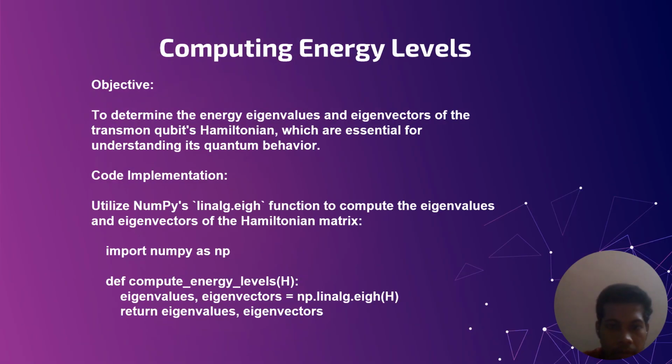Next we can see how we can compute the energy levels. With the Hamiltonian defined, we can compute its eigenvalues and eigenvectors to determine the energy levels and corresponding quantum states of the Transmon qubit. Here's a Python function to compute the energy levels. As we can see, this function uses NumPy's linalg.eigh to perform eigenvalue decomposition, returning the energy levels, which are the eigenvalues, and their associated quantum states, which are correspondingly the eigenvectors.